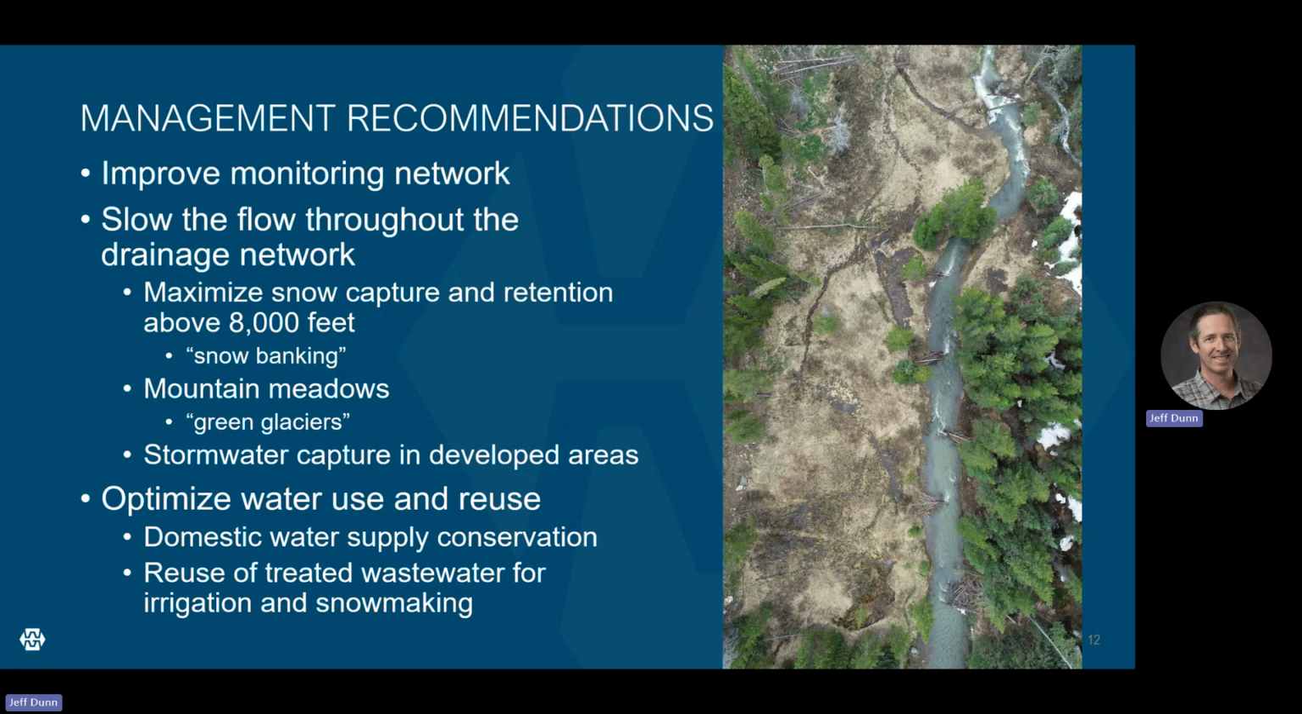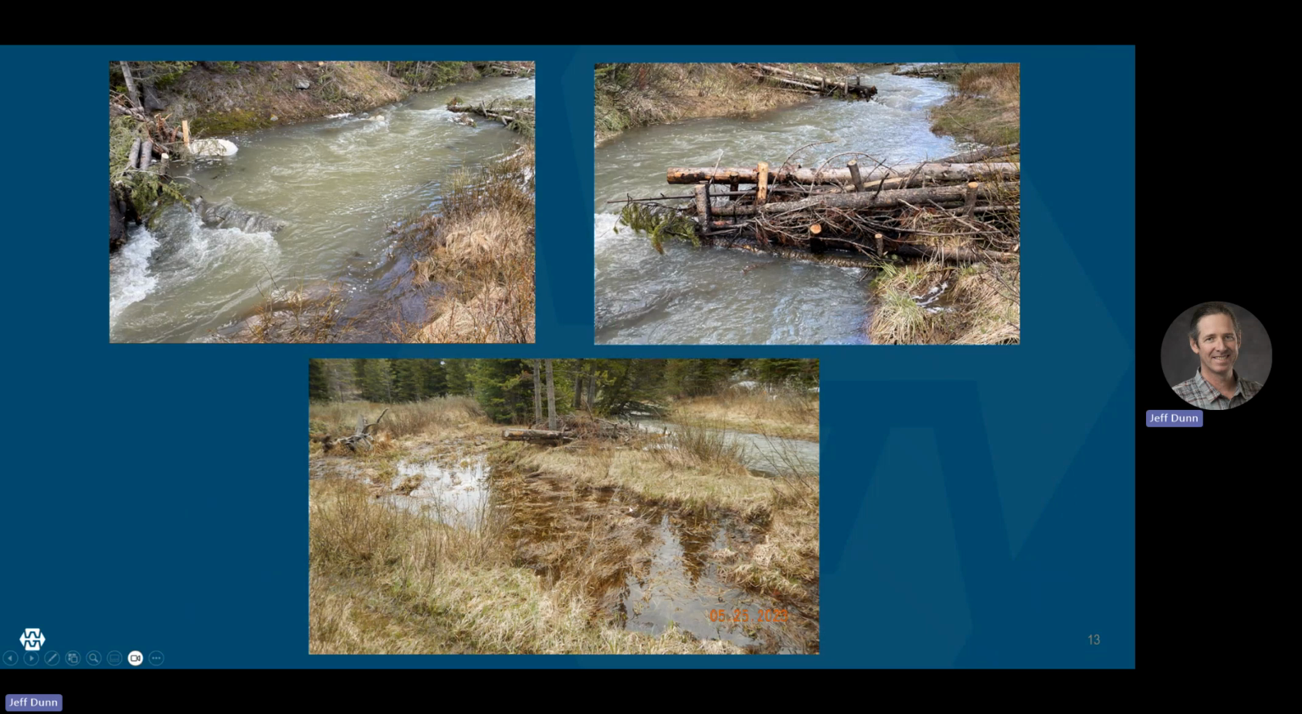Now, the management recommendations that came out of this were to improve the monitoring network to get better data, slow the flow through the drainage network, and optimize water use and reuse. You can see here on the right a project implemented by the Gallatin River Task Force in partnership with Trout Unlimited to slow the flow and spread that water on the floodplain, which you see in these pictures here.